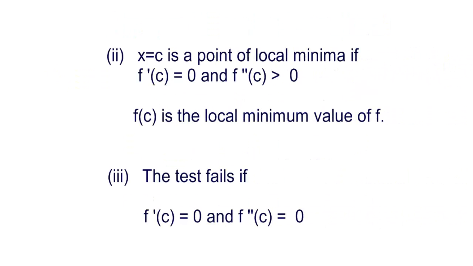Secondly, x equal to c is a point of local minima if f dash c is equal to 0 and f double dash c is greater than 0. In that case, f of c is the local minimum value of f. However, the test fails if f dash c is equal to 0 and f double dash c is also equal to 0. In that case, we need to use the first derivative test.